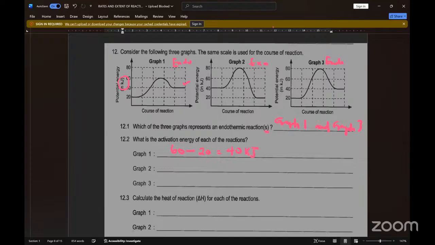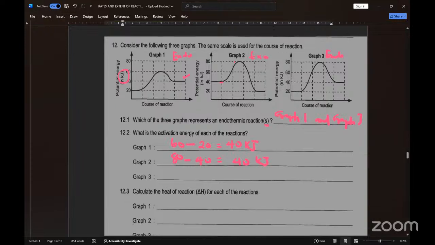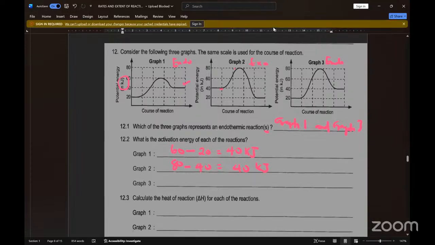Then you go to the second one. In the second one, the activation energy is from this to the top. So it's going to be 80, the one on top, minus 40. And that gives you 40 kilojoules. And the third one, the top is 80 minus 20. So this is 80 minus 20. And that gives you what? 60 kilojoules. So that is that one.